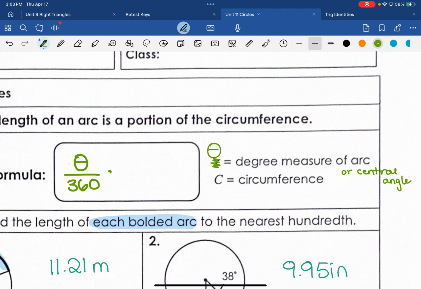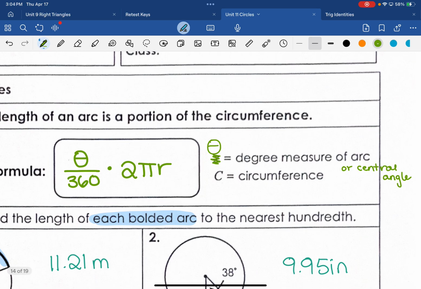And then we're going to multiply that by my circumference equation, and we're going to use 2 pi r. So we're not finding the whole circumference, we're finding a piece of it. So we do angle degree or arc degree divided by 360 and then multiply that by 2 pi r.